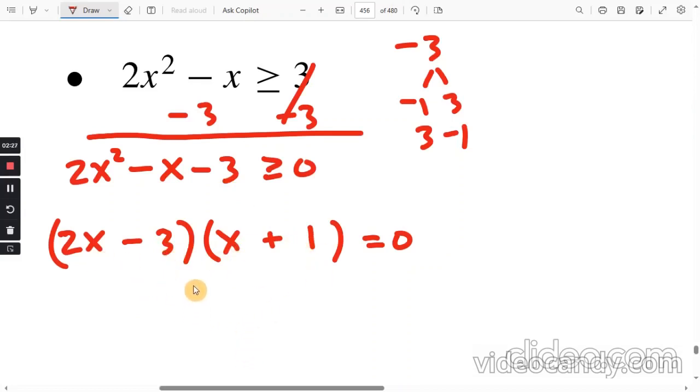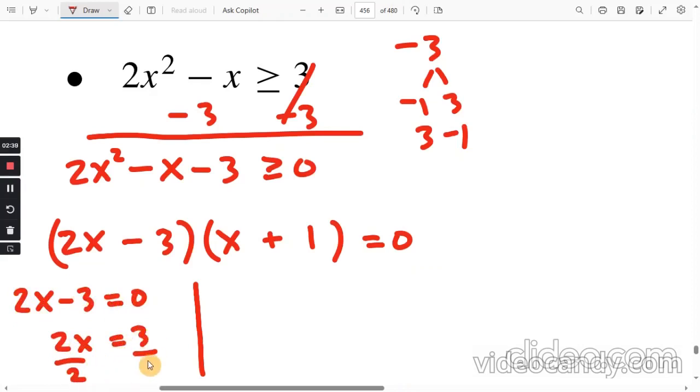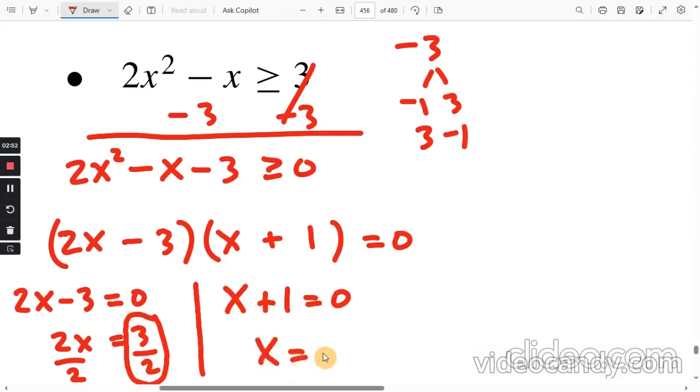You set each one of these equal to 0. So 2x minus 3 equals 0, 2x equals 3, and dividing both by 2, one of the zeros is going to be 3/2. Here, if we do x plus 1 equals 0, minus 1 on both sides, that's going to be x equals negative 1. By the way, if you couldn't do that factoring, you should do the factoring by grouping exercise.